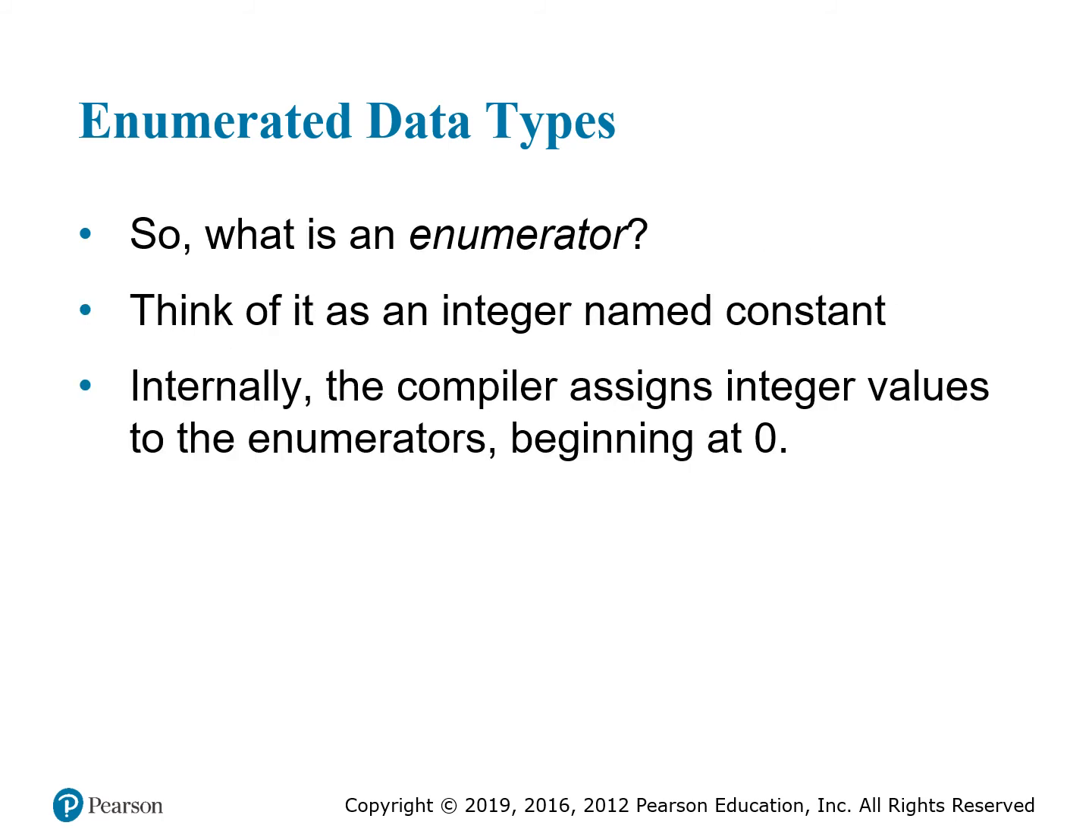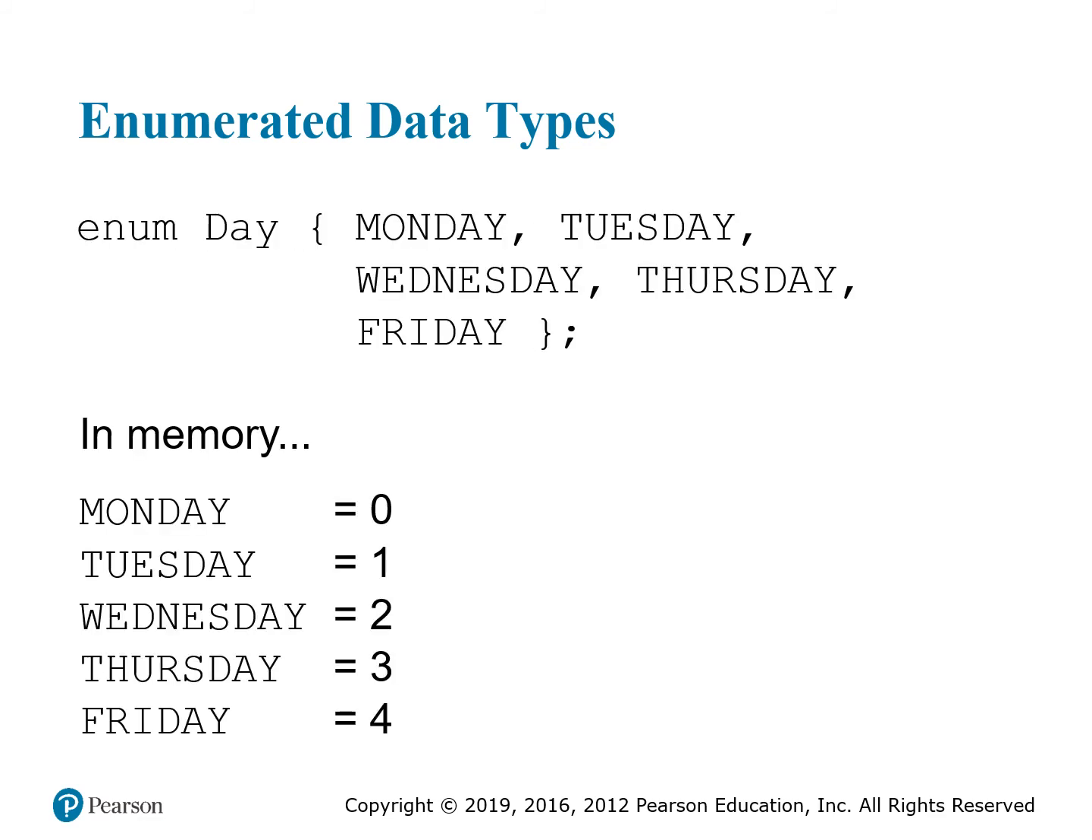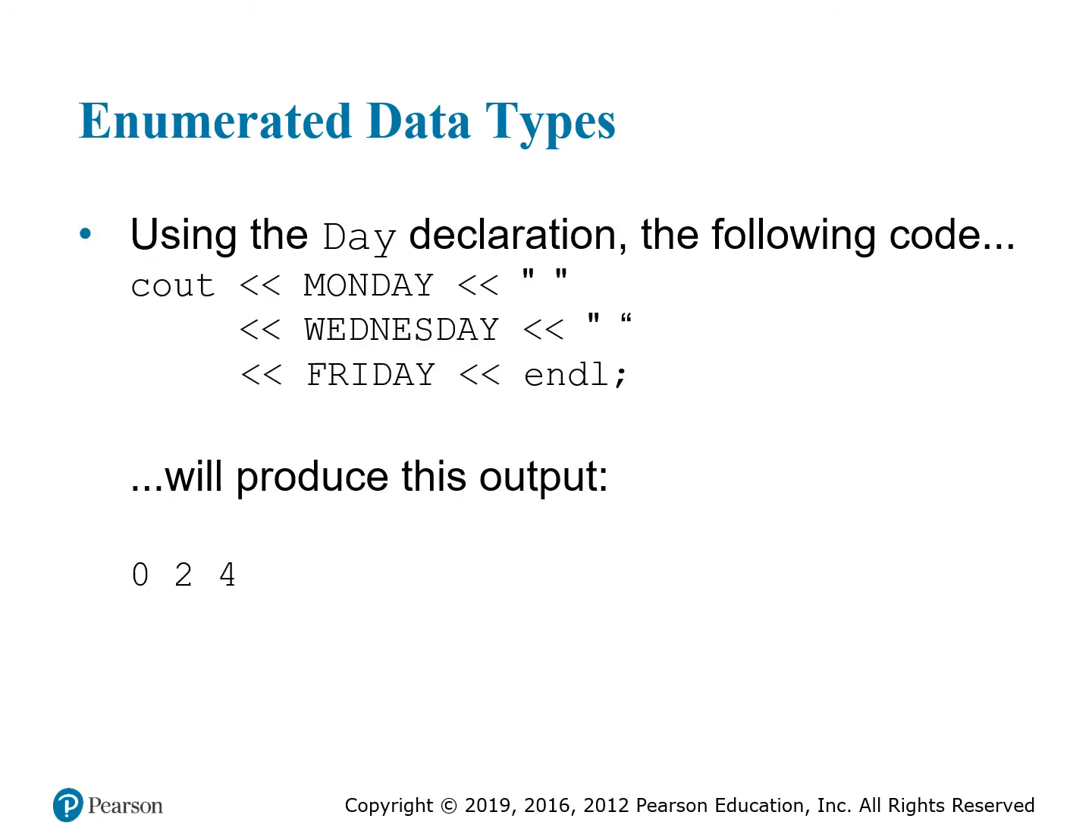Now internally, the compiler assigns integer values to each enumerator beginning at 0. So if we say enum day, Monday, Tuesday, Wednesday, Thursday, Friday, the compiler says Monday, you're 0, Tuesday, you're 1, Wednesday, you're 2, and so forth. If we print this out, cout Monday, Wednesday, Friday, we'll actually get 0, 2, 4, because those are the internal values for the constants Monday, Wednesday, and Friday.